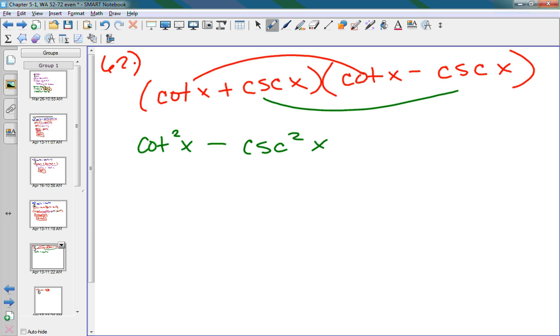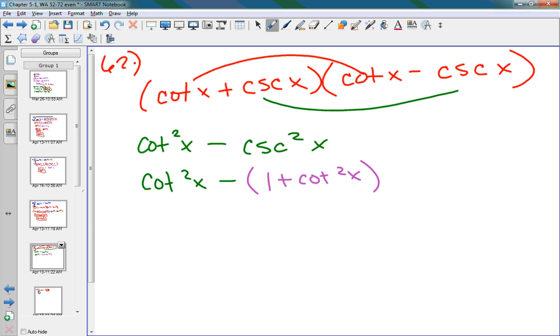Every place I see a cosecant squared, what can I replace it with? 1 plus cotangent squared. Stacy, what could you do here? You saw it last example. Cotangent squared of x minus the quantity 1 plus the cotangent squared of x. Now, every place I see cosecant squared, I have one term that I'm replacing with two terms. Do we understand that? That is why I need a parentheses around it, because I'm not just subtracting one term off like I was before, I'm subtracting off two terms. Do we understand that, yay or nay?